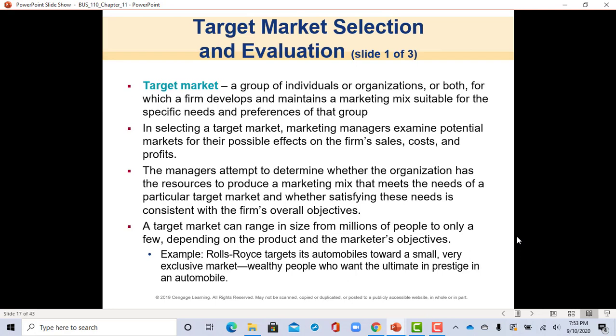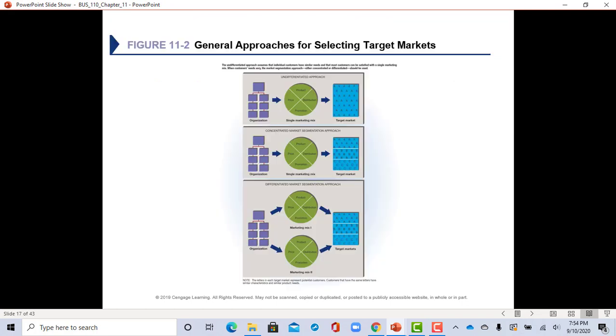The target market is usually a narrower group of people, such as women aged 25 to 40 who are working mothers that live in Central Michigan. That would be a target market. You want to identify a group that you can actually market to in the same way. So you can't market to young women and old women in the same way. So you need to narrow down that target market to a way that you can actually market to that entire group. So here are some approaches for selecting target markets.